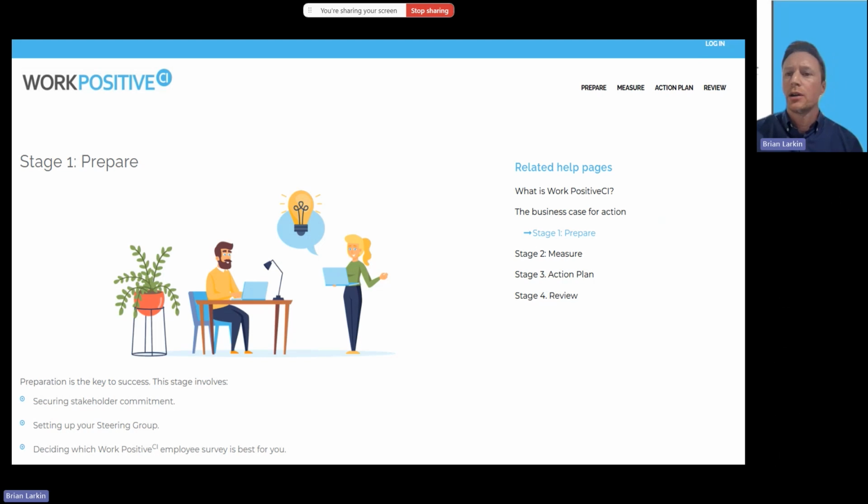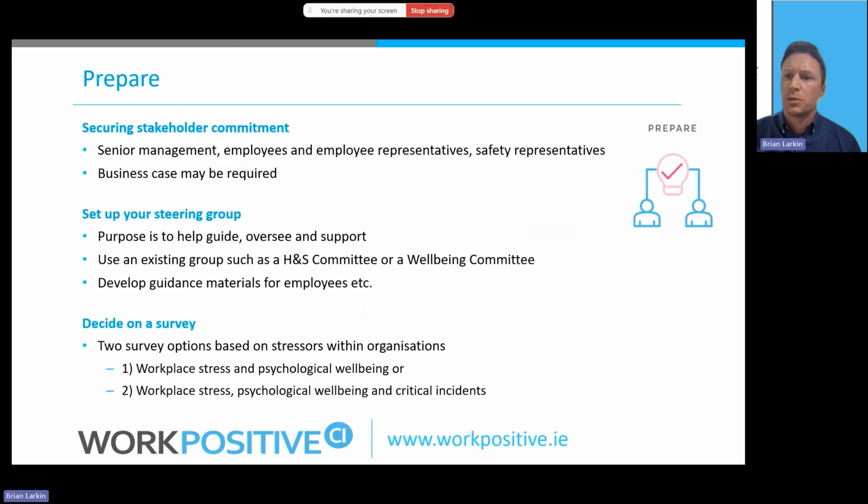So prepare includes 3 key elements. First being to secure stakeholder commitment. Secondly, to establish a steering group. And thirdly, to decide which survey is most relevant for your organisation to run. So when we're looking at stakeholder commitment, it's really important that you have senior management backing, but also that you have buy-in from employees, employee representatives, and safety reps who will essentially be part of this process.